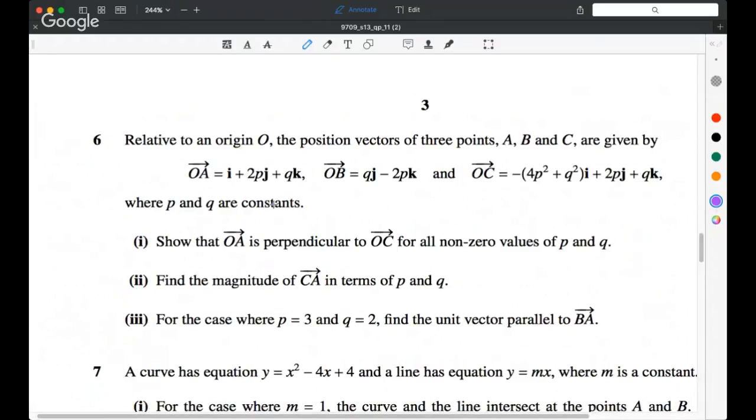Right, so vectors, very important and fun topic in maths and physics. Now, I don't know whether you've seen vectors expressed in this form or in other forms before. I always prefer to write them as columns. So let's look at the vectors they've given us. They've given OA.